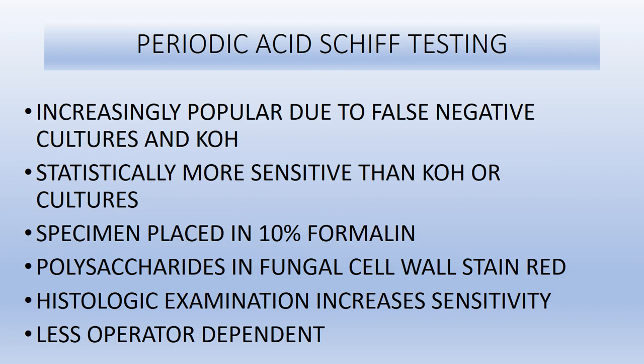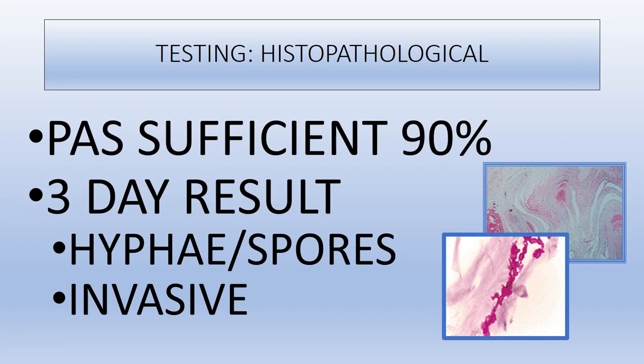When you do PAS testing, you're basically staining polysaccharides that are in the fungal cell wall. If you add histologic examination, you could obtain wonderful information regarding the presence of trauma, the presence of findings that are consistent with other pathologic conditions. And PAS testing is less operator dependent. Proper fungal culturing requires good technique, and not everyone follows particularly good technique in obtaining fungal cultures.